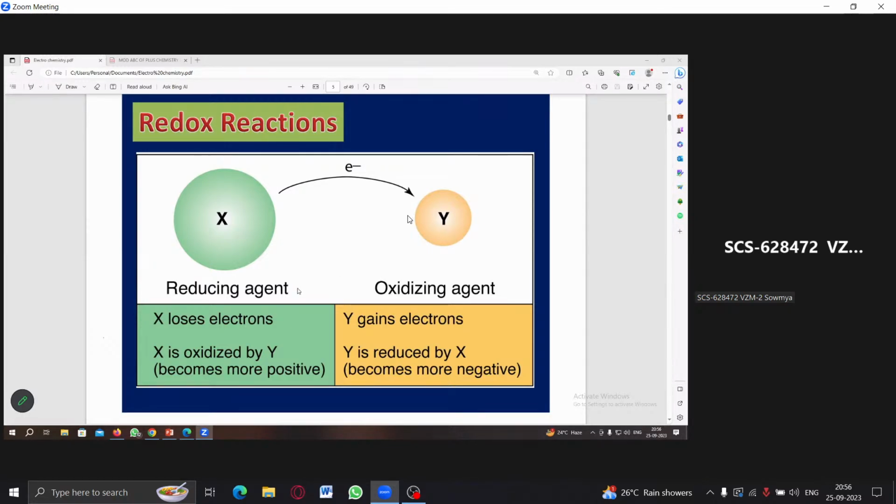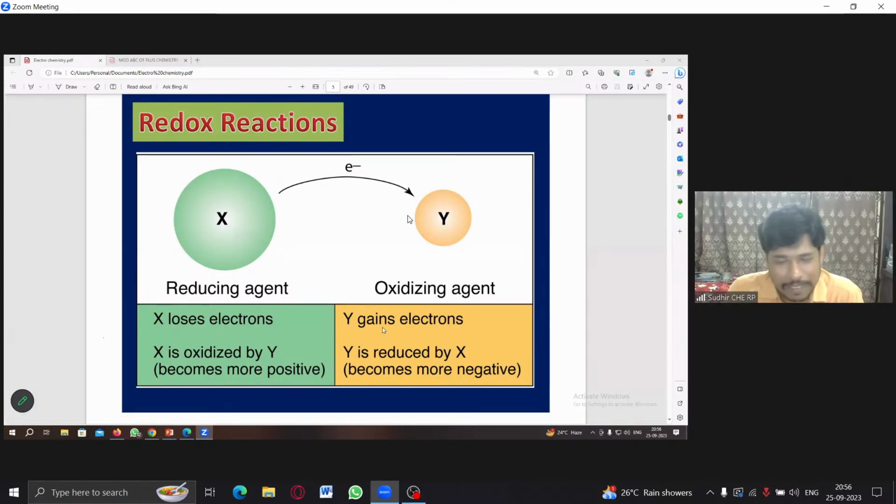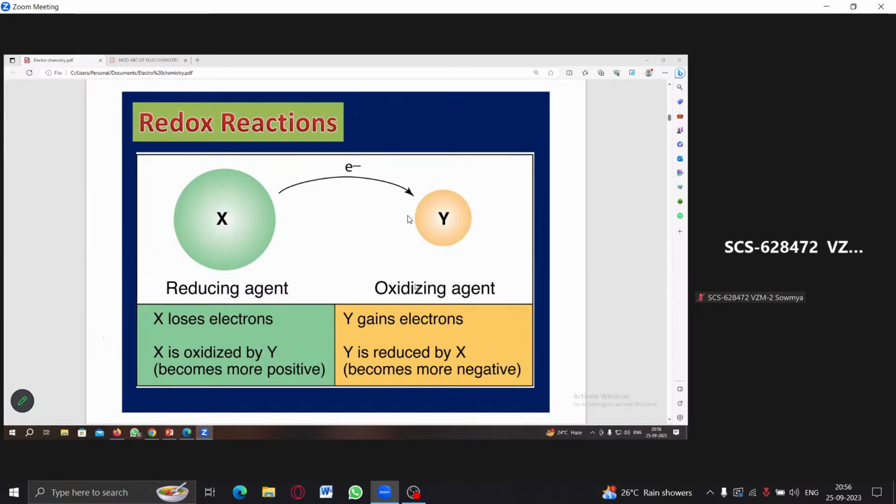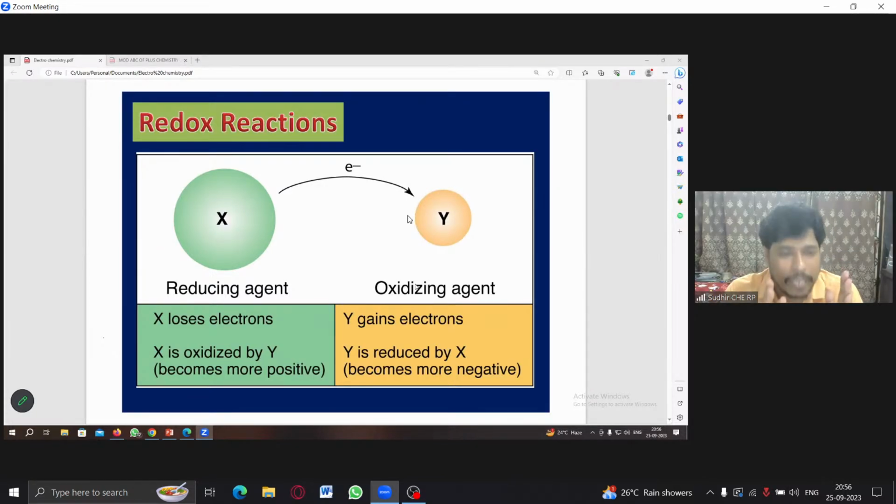Oxidation means losing electrons, but electronegativity means gain of electrons. Come again, please. The difference, sir? No, the difference in the sense of electropositive and electronegative natures. These two are properties of elements, ma'am. Electropositivity and electronegativity are the properties of elements. Electropositive nature means electron losing tendency. Electronegative nature means electron gaining tendency. It is the nature of the species.